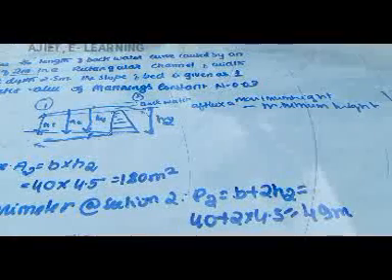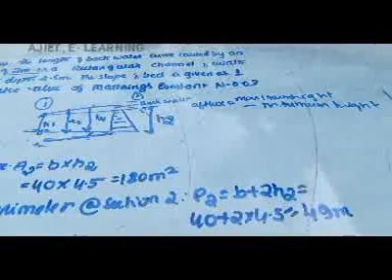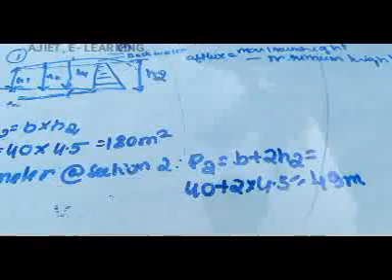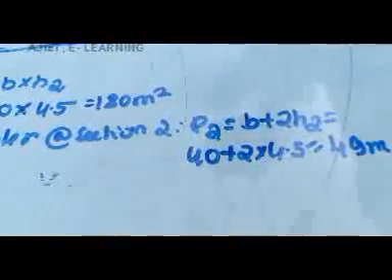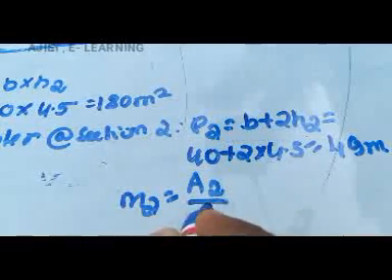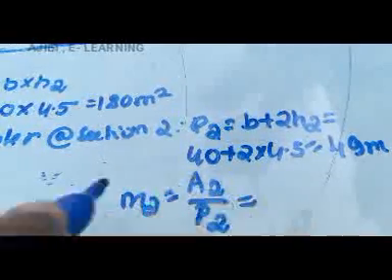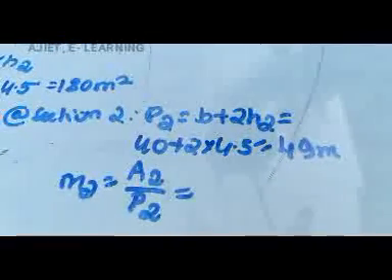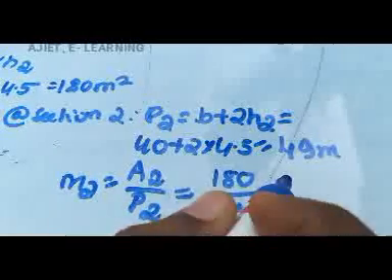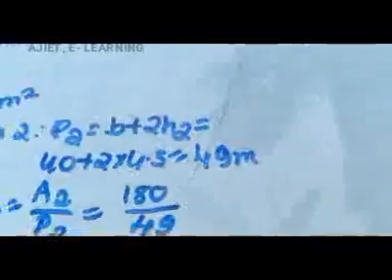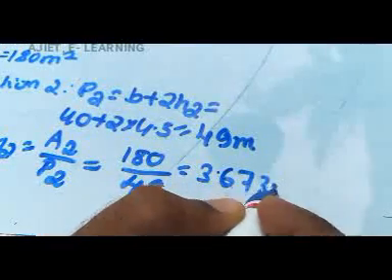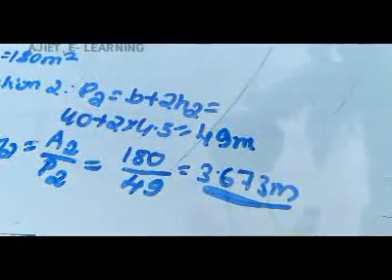So what is the hydraulic mean depth at section 2? The hydraulic mean depth M2 is A2 divided by P2, that is 180 divided by 49. So the answer is 3.673 meter.